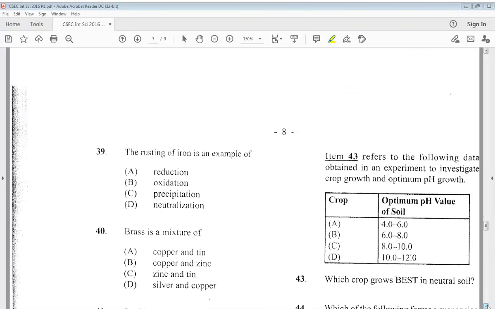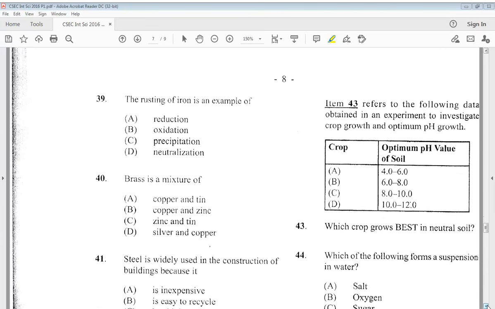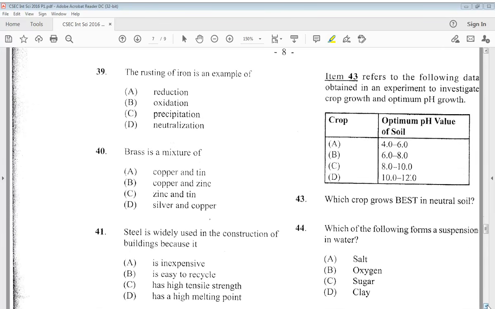Let's go to number 39 now. Here we go. The rusting of iron is an example of A. Reduction. B. Oxidation. C. Precipitation. Or D. Neutralization. So the rusting of iron now, we know that is B, oxidation. That's an example of oxidation, B.